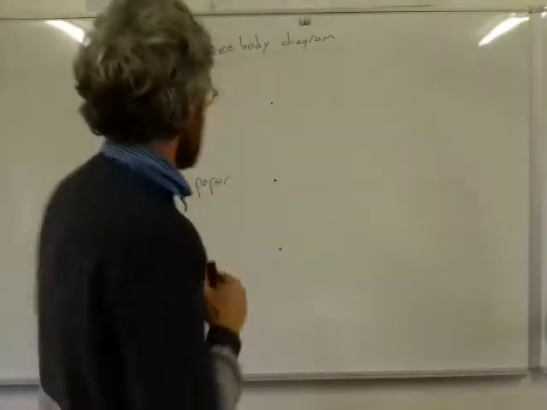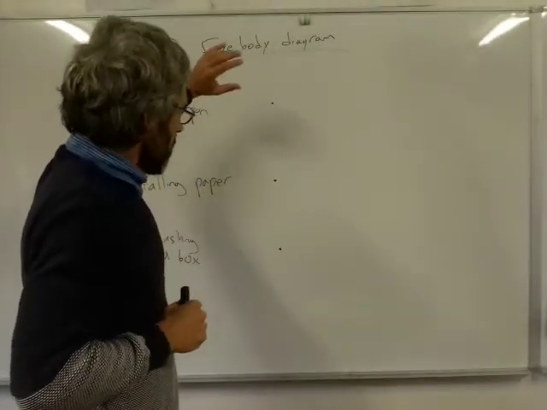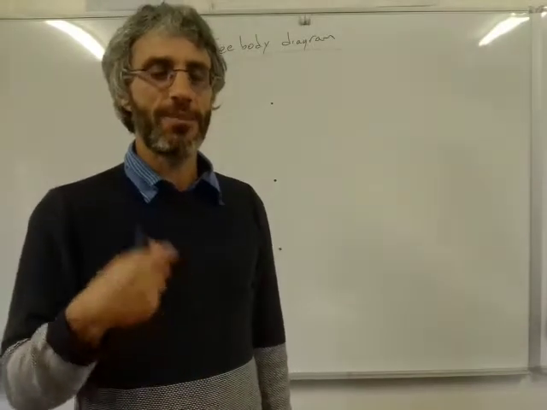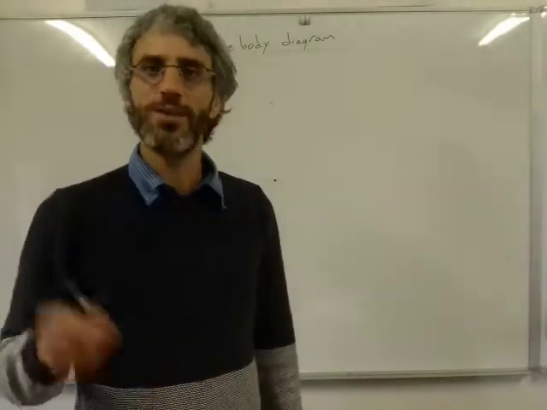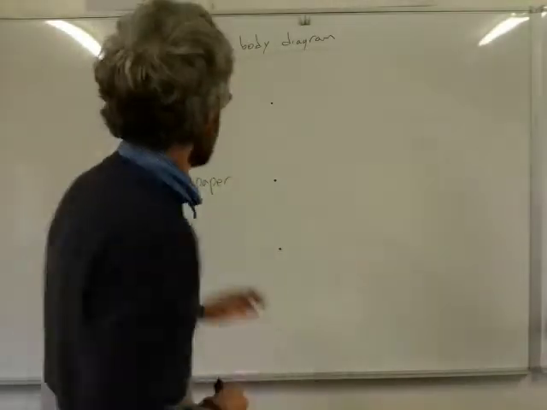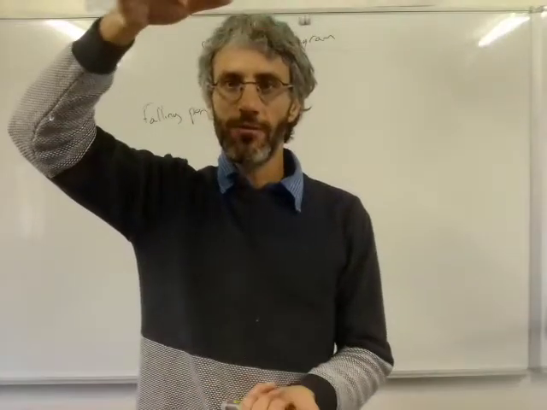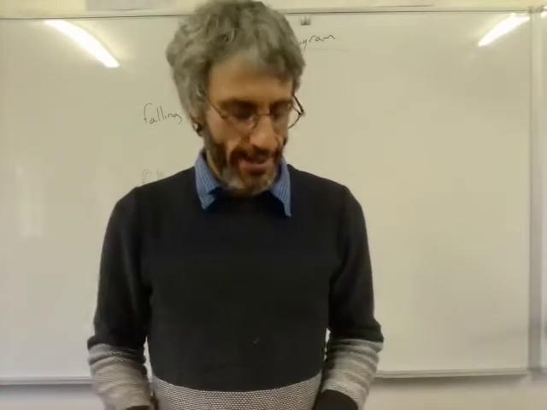So what I'm going to do, I'm going to show you maybe three, maybe four examples of free body diagrams in different objects, in different scenarios, and then I'll give you some work to do on it. So the first one is a falling pen. The pen falls through the air. What forces are acting on it?